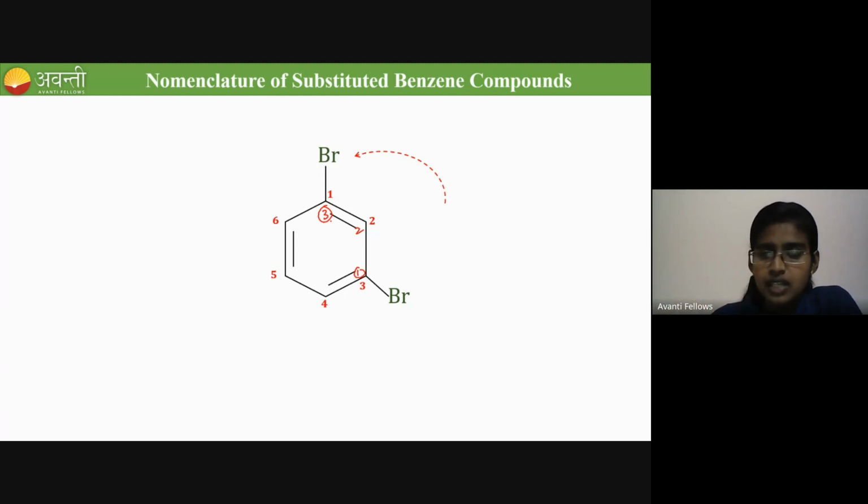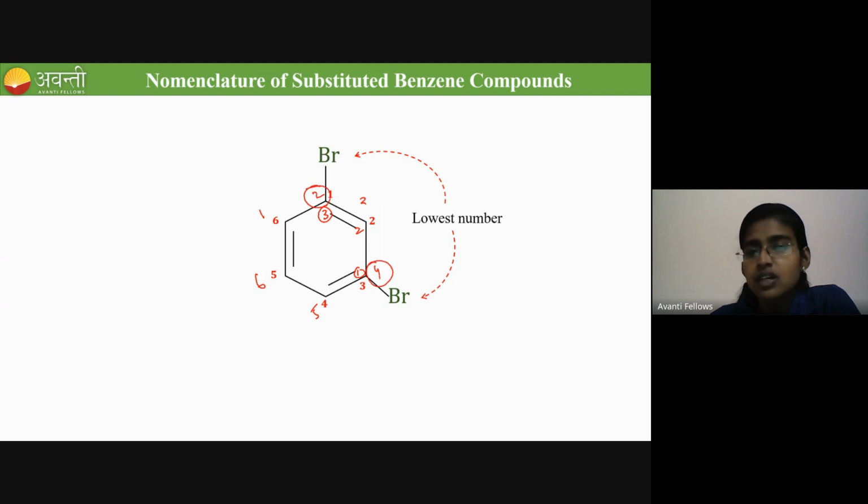So here, let's take the clockwise manner. The lowest numbers have to be given to the substituents. That's why the carbon which is attached with the substituent gets the first preference. So what I'm trying to say is you should not just number 1, 2, 3, 4 like this. If you number like this, the bromine containing carbons will have 2 and 4. So it is wrong. It is 1,3-dibromobenzene.